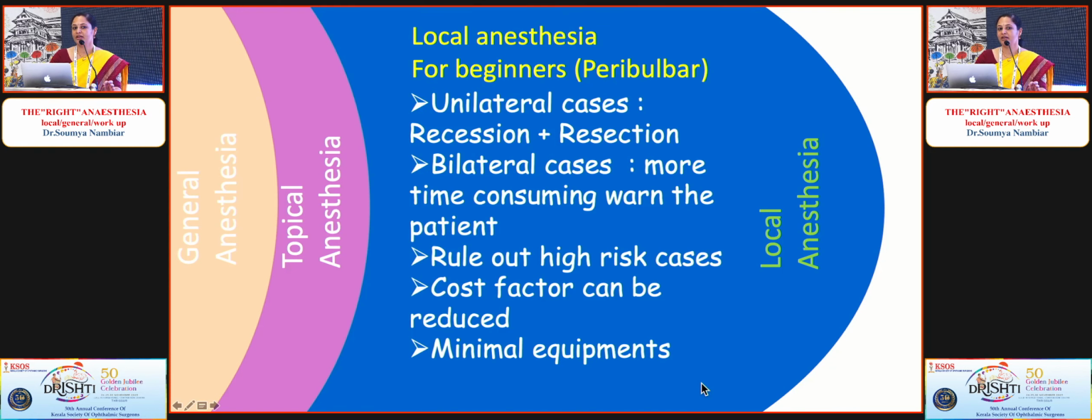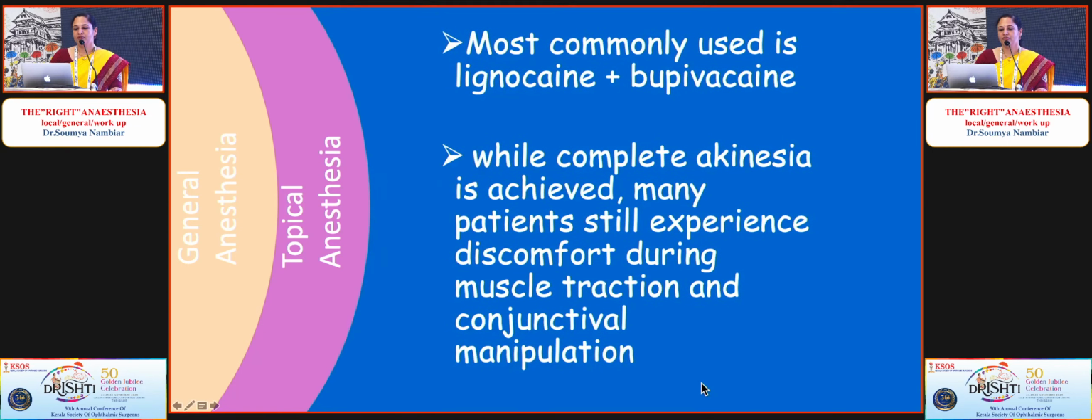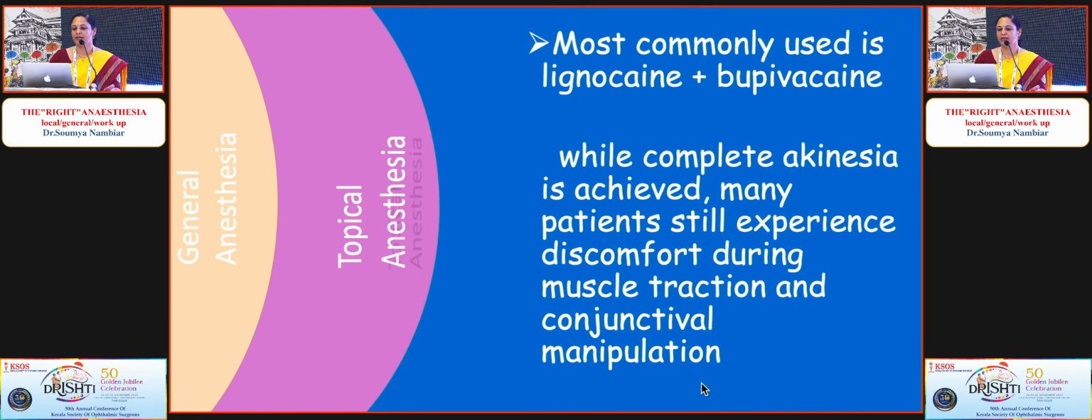Definitely the cost can be reduced by giving a local anesthesia when compared to a general anesthesia, and you require minimal equipment. Most commonly we use lignocaine and bupivacaine. The problem is that complete akinesia is usually achieved, but sometimes when you pull the muscle, there may be some amount of discomfort even with a local anesthesia.